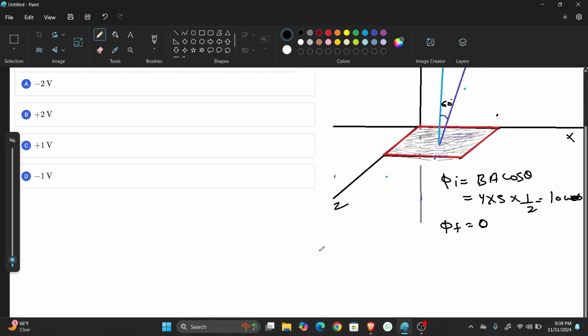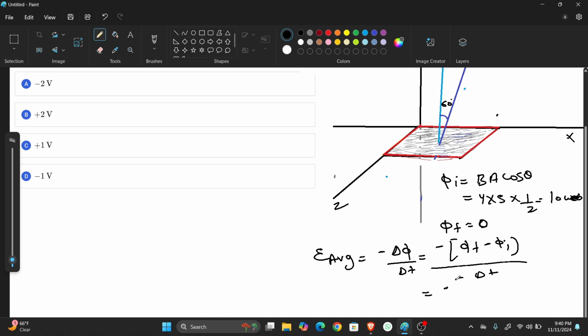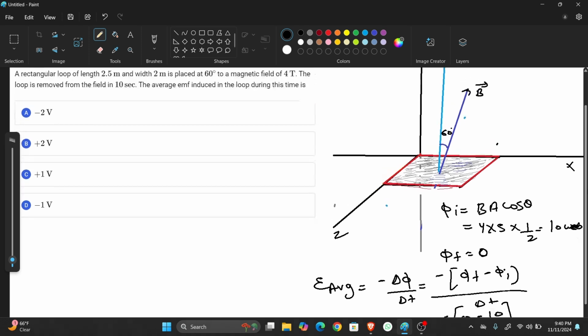Now we have to find the average EMF induced in the loop. E average will be minus delta phi upon the time taken in changing the flux. What will be delta phi? Phi final minus phi initial upon delta t. Phi final is 0, minus phi initial is 10, upon delta t. What will be the time taken? 10 second.